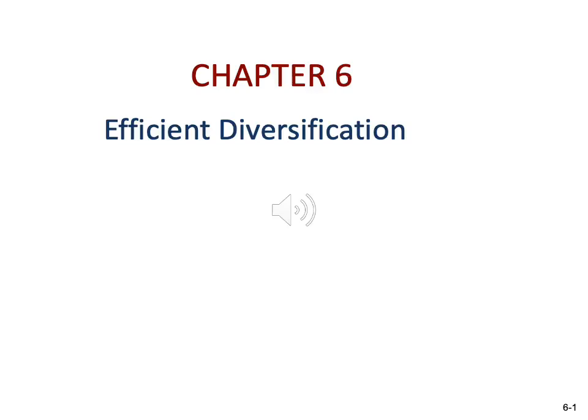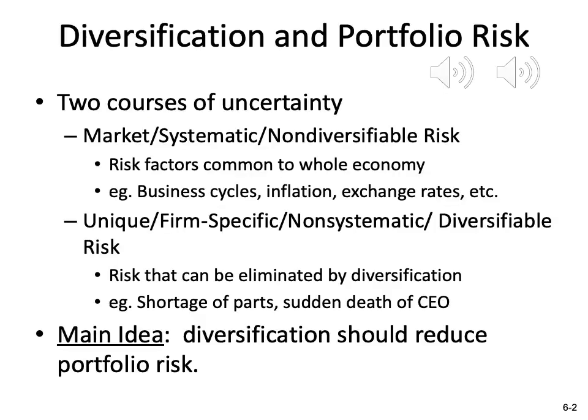In this chapter, we are going to talk about how to diversify your portfolio efficiently. The purpose of diversification is to reduce the overall risk of your portfolio. We are talking about two types of risk here. The first one is the market risk, or systematic risk, or non-diversifiable risk. You can use the terms interchangeably. They all mean the same thing.